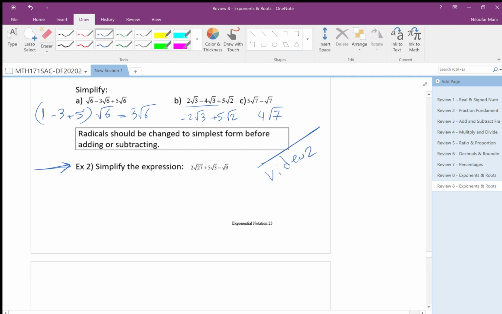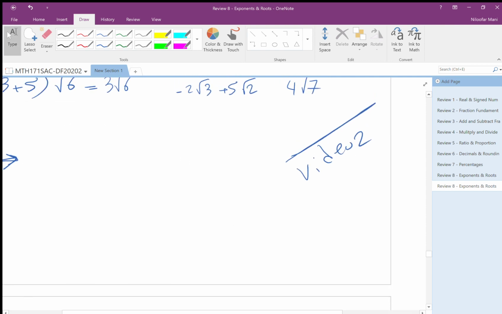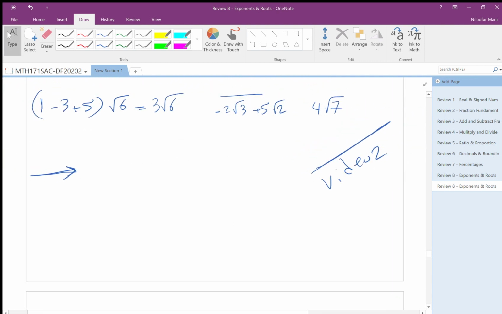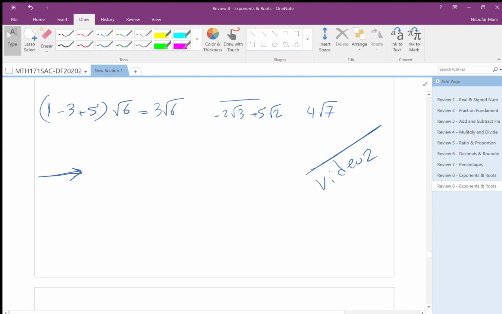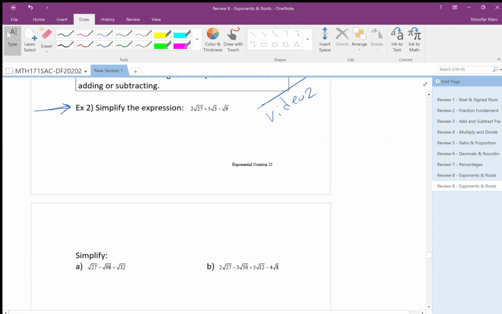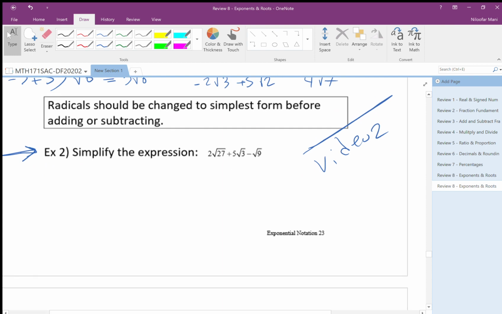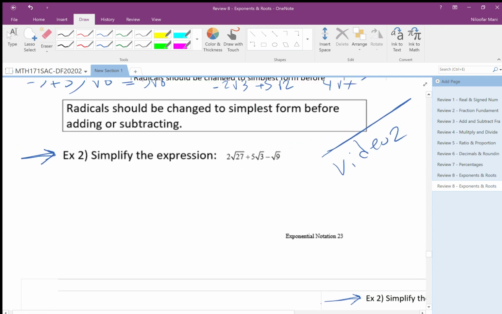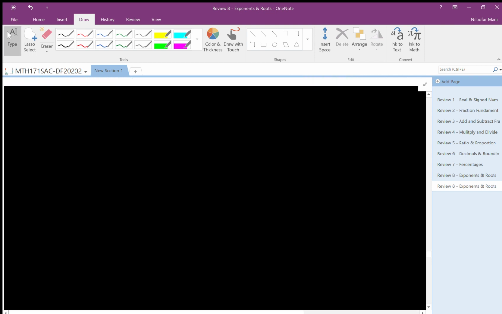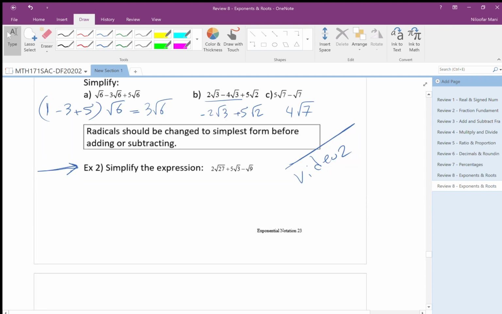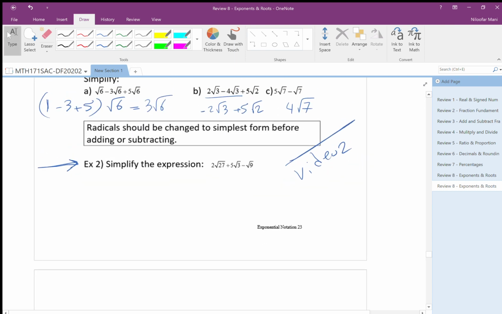So here I am adding these numbers. Let me fix the problem again. I hope it's working very well. Okay, so I want to add and subtract.